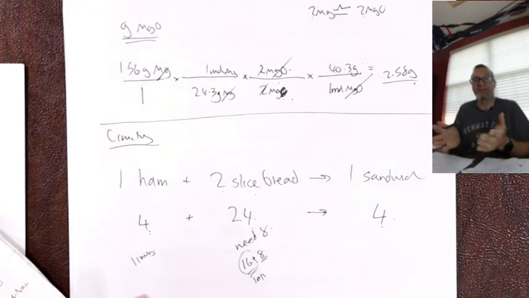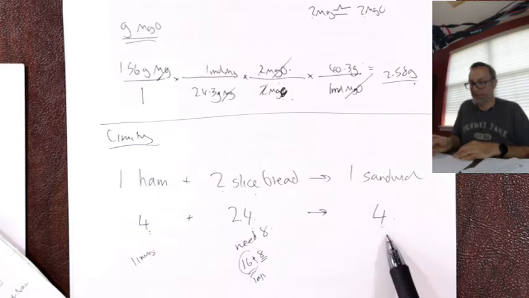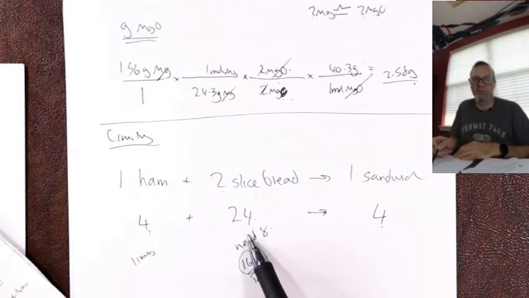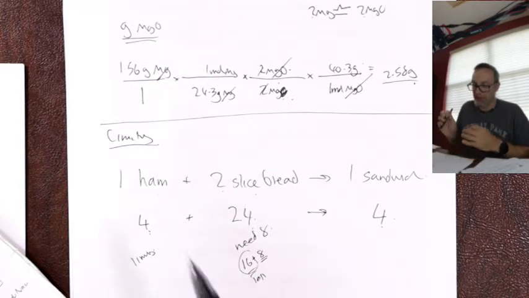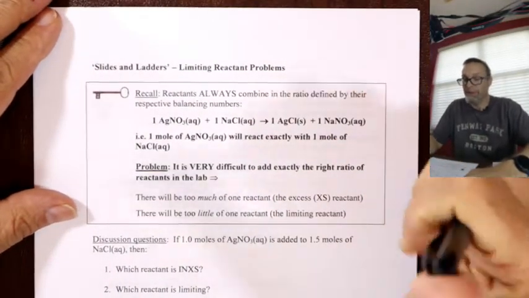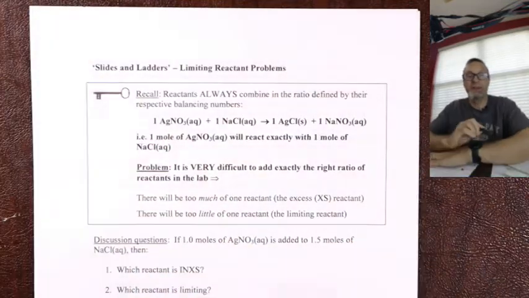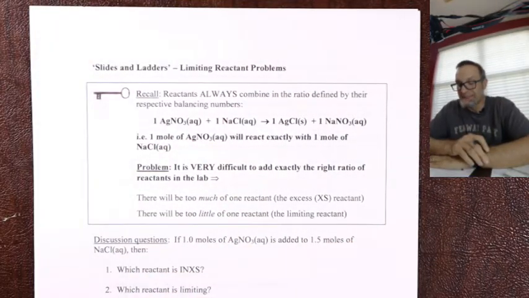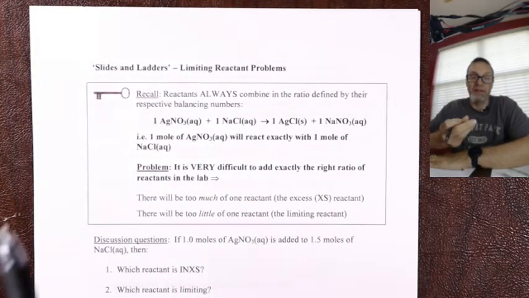I'm going to run out first. I'm not. Slide across with the one that runs out. I can only make 4 sandwiches. Doesn't matter if I got the world supply of bread, because I ran out of ham. So limiting reactant problems, as you just saw with the sandwiches, are pretty straightforward if you just get the concept.